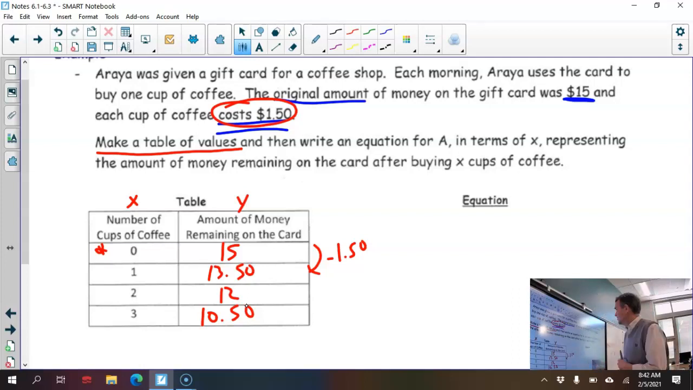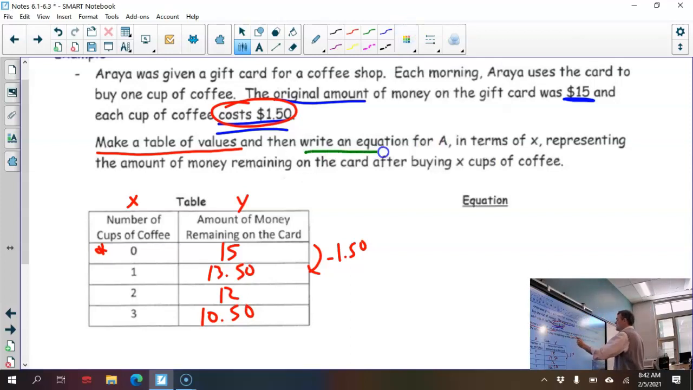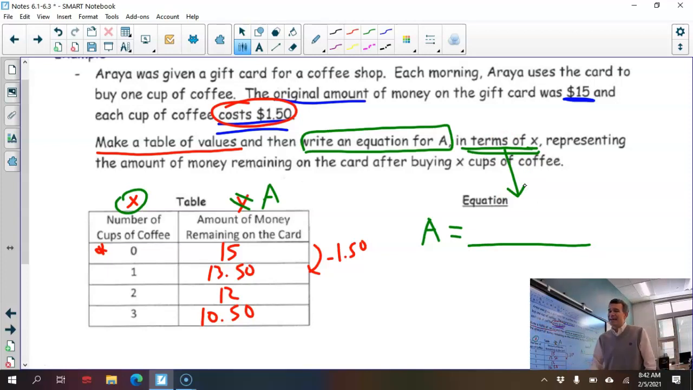All right, here's where I want to show you a little notation. So it says in the problem, write an equation for A. So they are actually calling the Y value A. And when we write our equation, instead of Y equals, it's going to be A equals. And the next thing they say is in terms of X, which means X is the variable we're going to be using when we write this equation. So A equals something, and we need to use X in the equation.